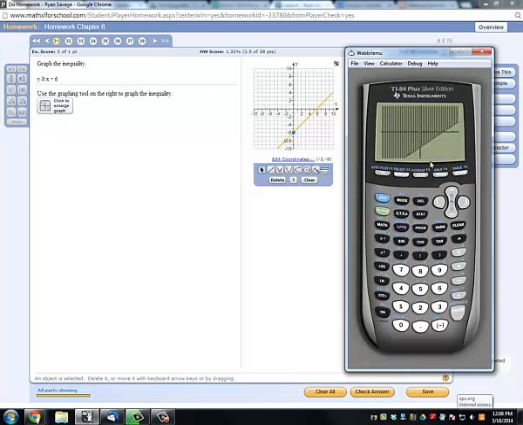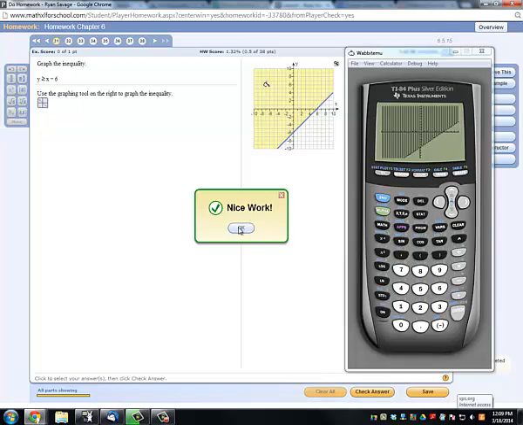And then I go back to my graph, and my shading shows above that line. So I'll grab my paint bucket, and I'll shade above that line and check my answer. And sure enough, nice work, we got it correct.